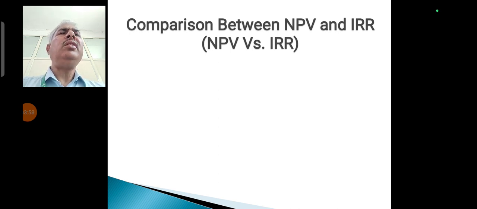Similarities of results under NPV and IRR. Both NPV and IRR methods would show similar results in terms of accept or reject decisions in different cases, such as independent investment proposals which do not compete with one another and which may be either accepted or rejected on the basis of a minimum required rate of return.